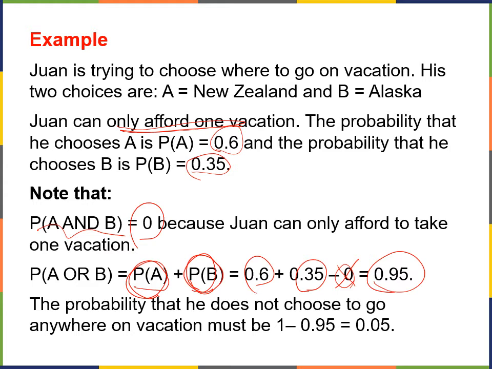So what if I said, what's the probability he doesn't go anywhere? Well, the probability that he picks one of them is 0.95, so the probability that he doesn't go anywhere would be the complement of that, and so that would be 1 minus 0.95, so 0.05. Okay.